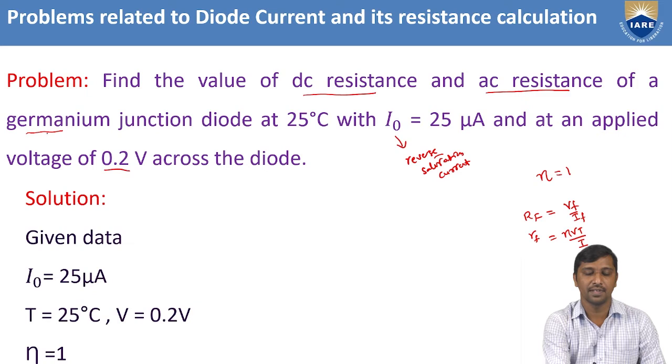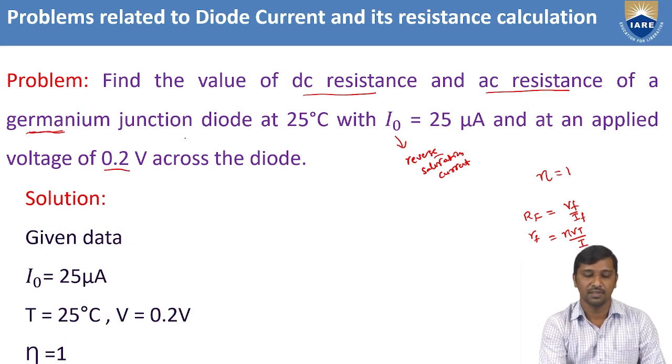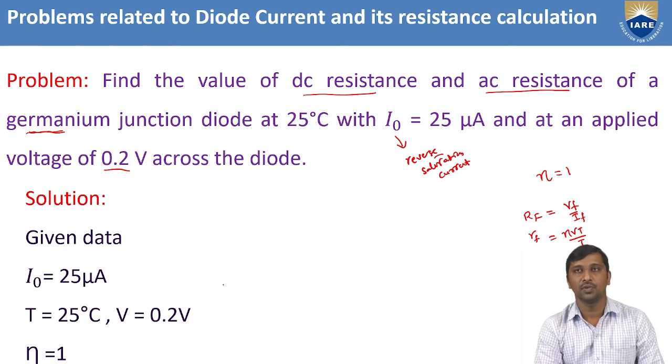From the given statement, what is the diode type? The diode type is germanium. We know that if the diode is made of germanium, eta is 1. If the diode is made of silicon, eta is 2.